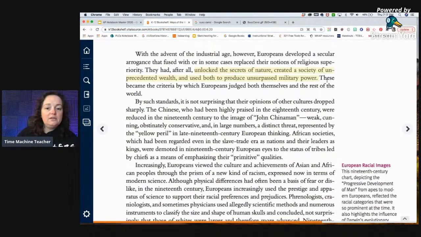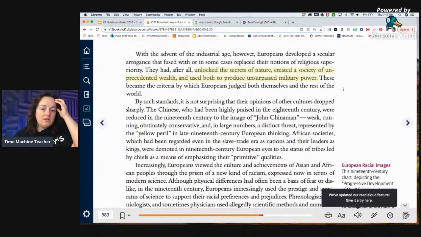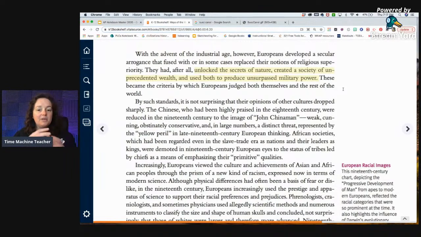So you can put down that Europeans are claiming that because they have unlocked secrets of nature and amassed all this wealth and military power, they're superior.